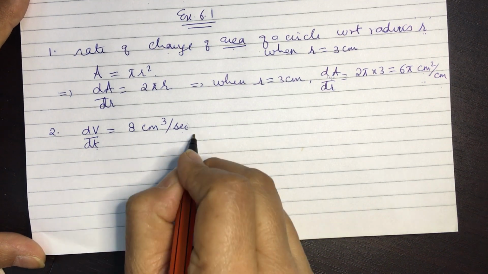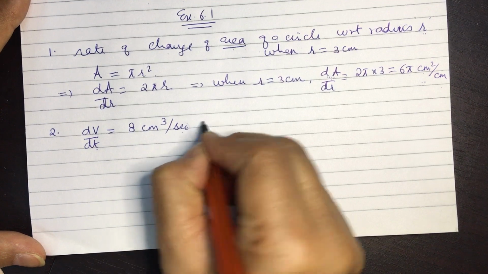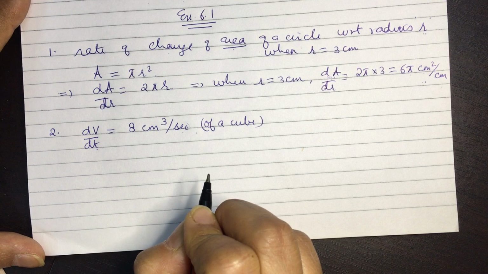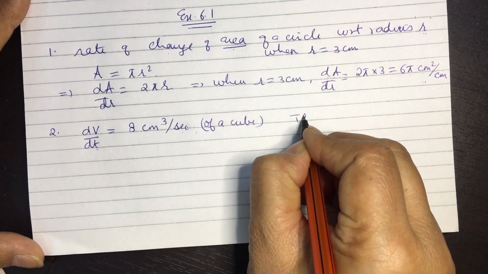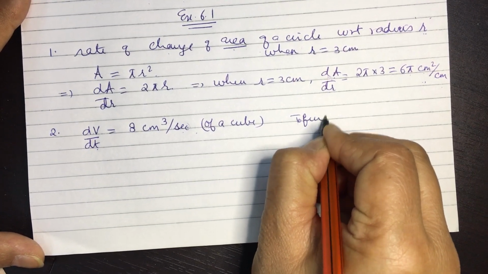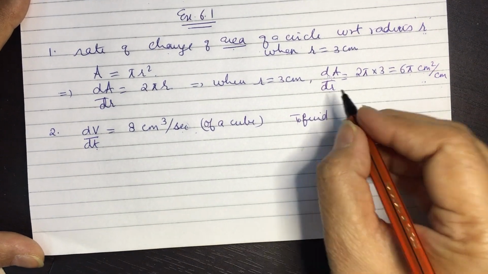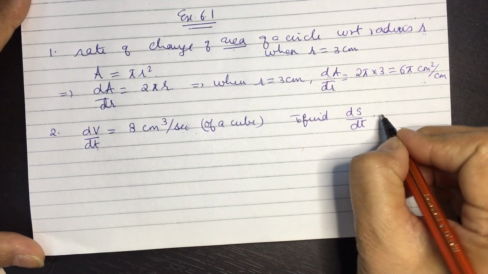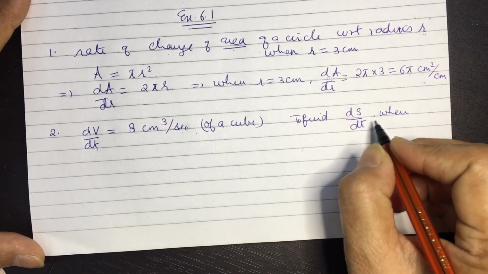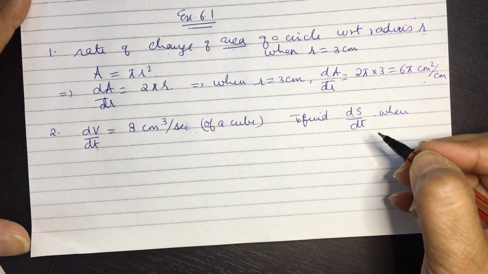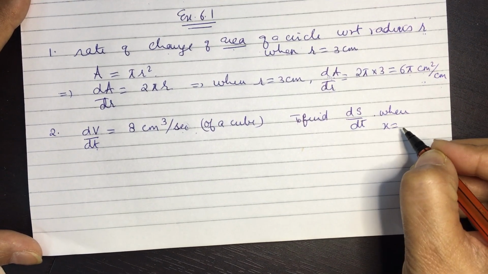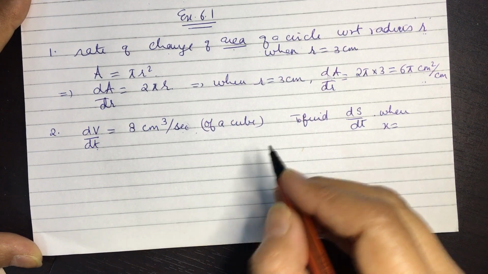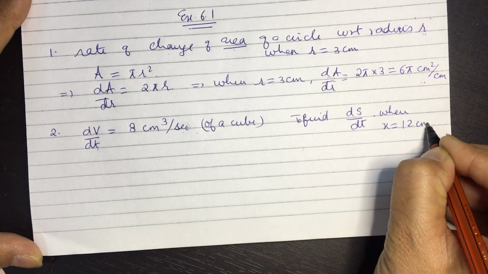Now, this is given to us, and this is of a cube. We have to find the change in surface area. So, surface area means dS by dt. When the length x is given to be 12 centimeter. How fast is the surface area increasing when the length of the edge is 12 centimeter? So, this is given to us.